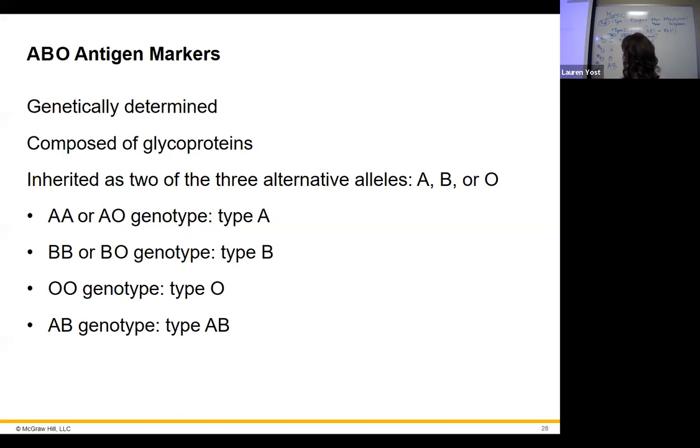But who can get A? A can receive A and AB. And then it's the same kind of thing with the B. B's can get B's and AB's can get B's. The AB's can get anything, because they see A as normal, they see B as normal, and they see the foundation O as normal. But who can receive AB blood? Only AB's.